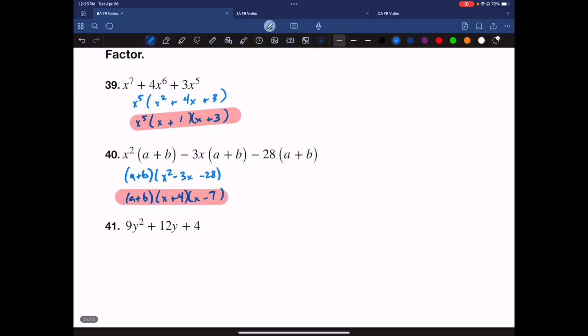On 41, this is one of your special products. And you should notice, hopefully, that the first term and the last term are perfect squares. If you don't, you have to do the AC method. But I recognize that these are both perfect squares. So I'm going to take the square root of 9y squared. It's going to be 3y. I'm going to put it in both. The square root of 4 is 2 and 2. The second sign is positive, so both signs are the same as the first. They're both positive. This looks good, but let me check it. So this is going to give me 6y on the inside, 6y on the outside. Together it's 12y. That's what I wanted. So not only does this look good, it is good. So 3y plus 2, all squared. And that's how you do that.